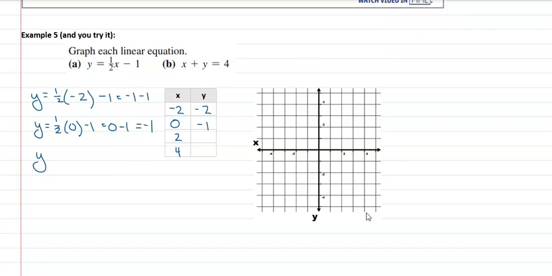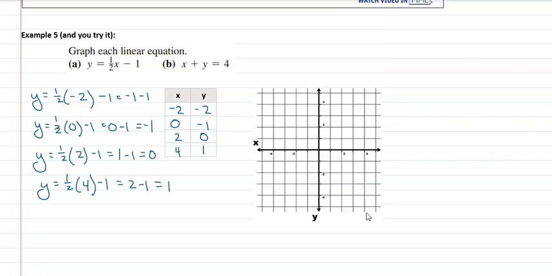All right, the next one is y equals 1/2 times 2 minus 1. So 1/2 of 2 is just 1, minus 1 is 0. And the next one is 1/2 of 4 minus 1. 1/2 of 4 is 2, minus 1 is just 1. Okay, so we've got 0 and 1. So now we have all our points.